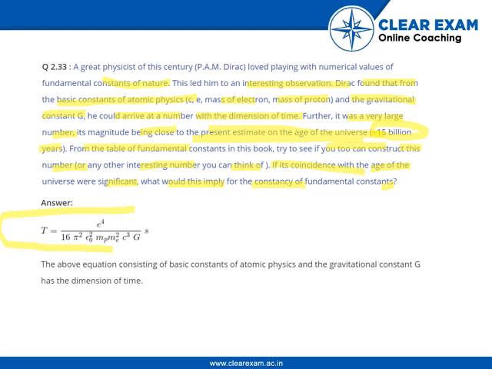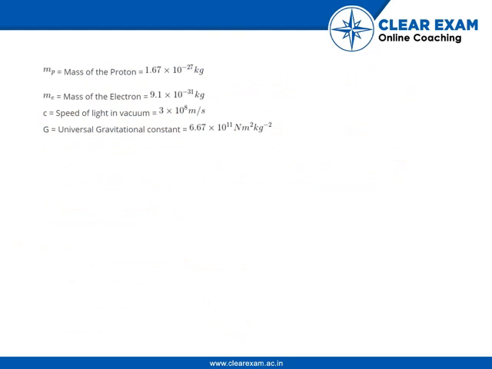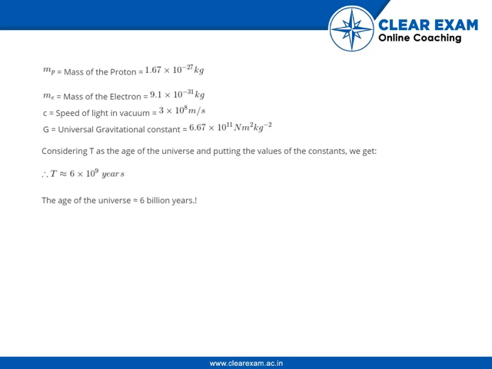This is the equation that we could arrive at. This equation consists of basic constants of atomic physics and the gravitational constant G, which together have the dimension of time. Here, e is the charge of the electron and epsilon naught is the absolute permittivity, and their values are as follows. And Mp is the mass of the proton, Me is the mass of the electron, c is the speed of light in vacuum, and G is the universal gravitational constant.